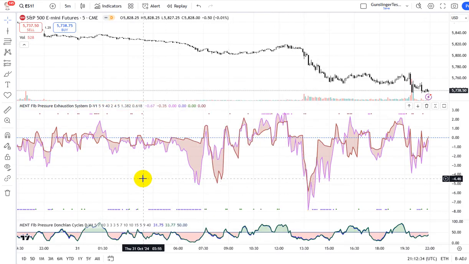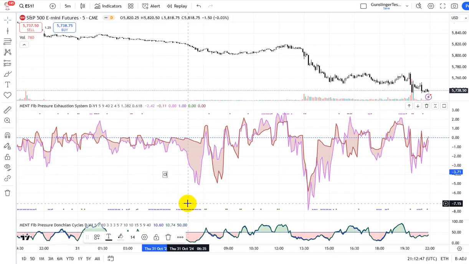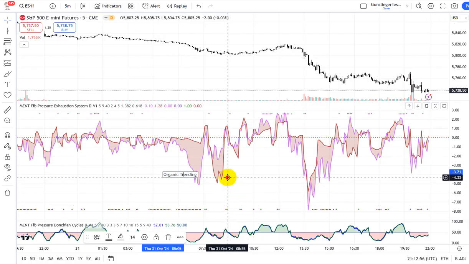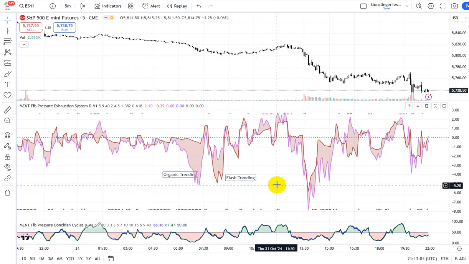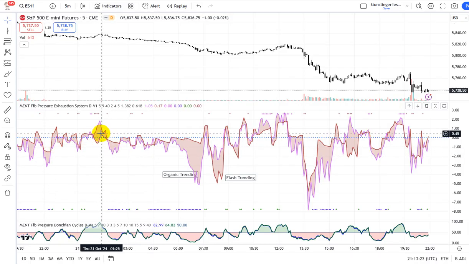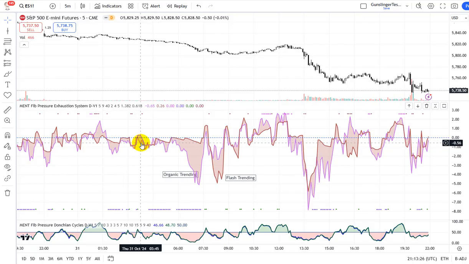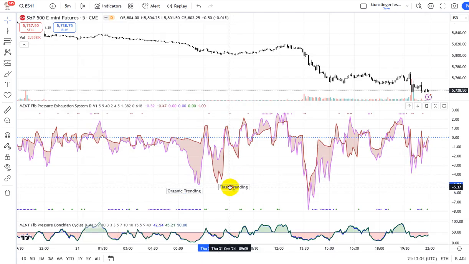What we're looking at here, guys, is organic versus flash trending. Organic trending is here, versus flash trending, which is right here. The pressure system is designed to show you how pressure is driving price movement. This continues to stay in a red trending mode, the background color is red, so we're getting very bearish trending activity. This is a 5-minute ES chart, and we're looking at organic trending versus flash trending.